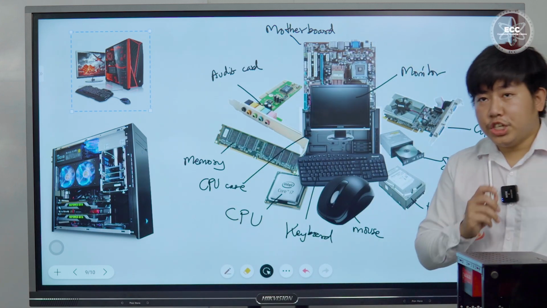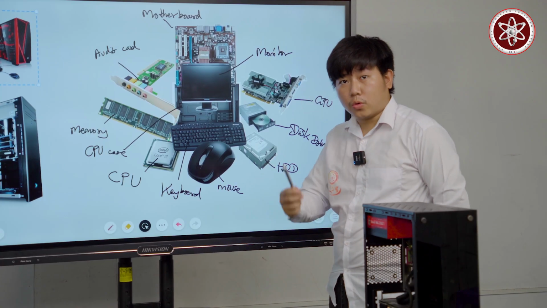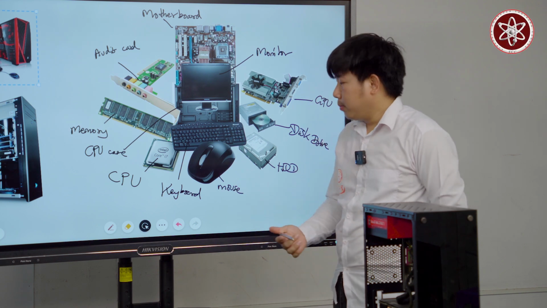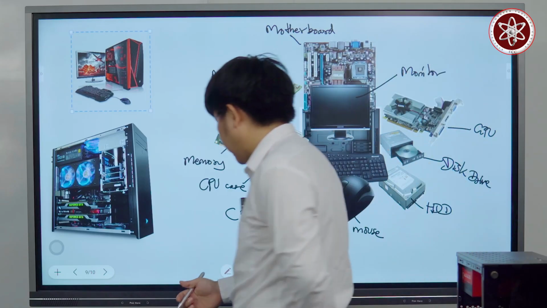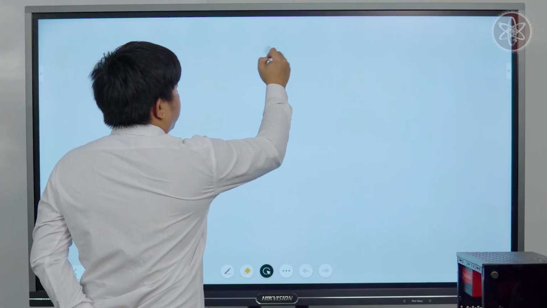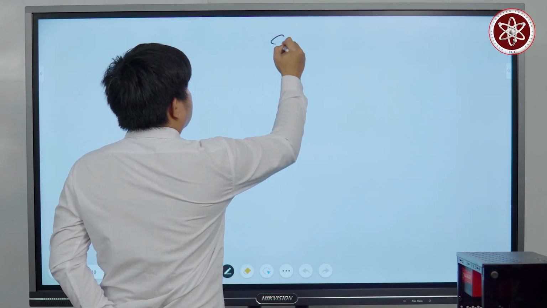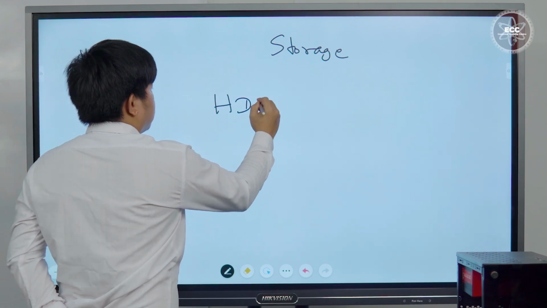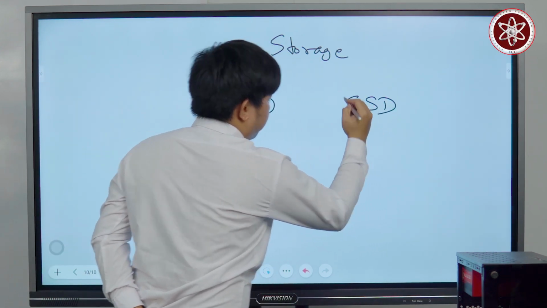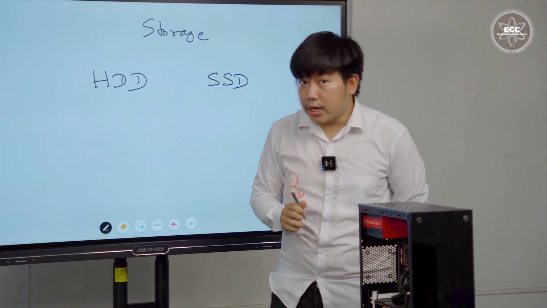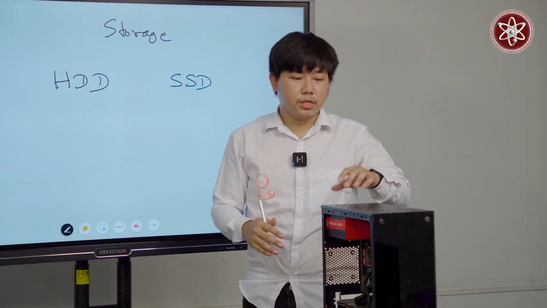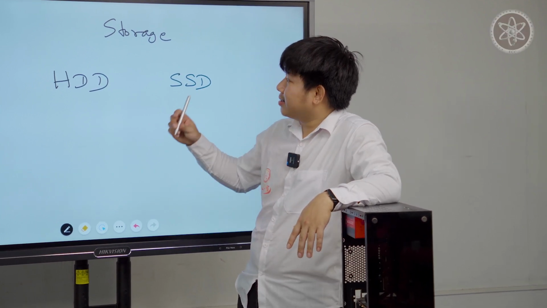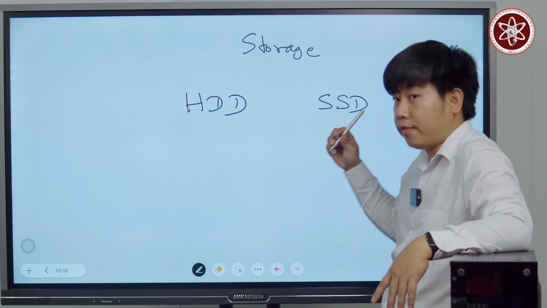I haven't taught you about the hard disk drive, where you store your data and information, because we're going to talk about it next time. I want to talk about it in detail, because in storage there are two types: hard disk drive and solid state drive. And I want you to understand it, so I'm not going to talk about it in the computer components. There will be lesson 2 for the computer components. In that lesson 2, we'll talk about hard disk drive and solid state drive.